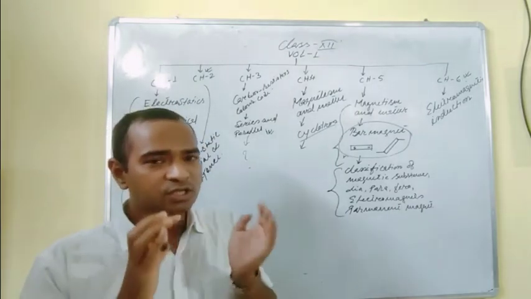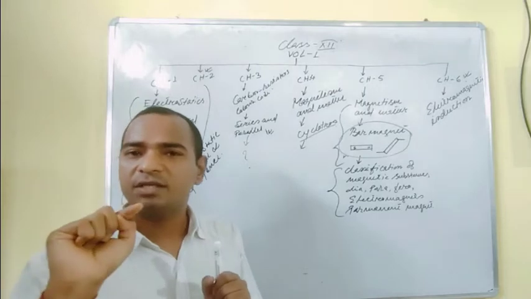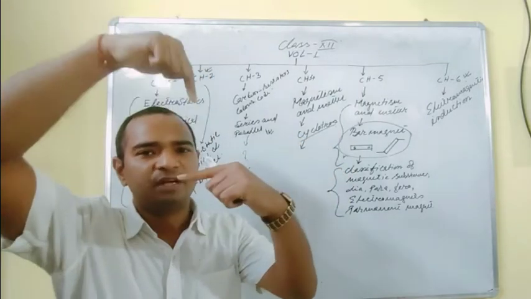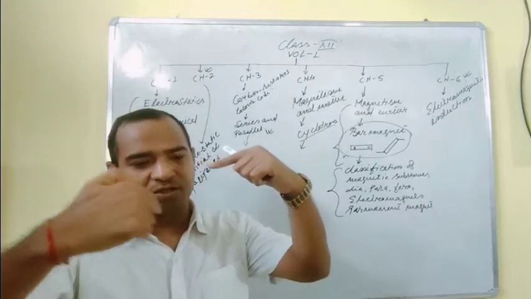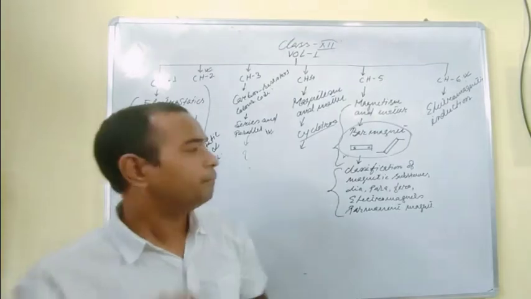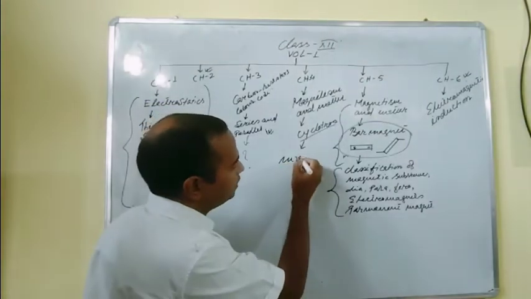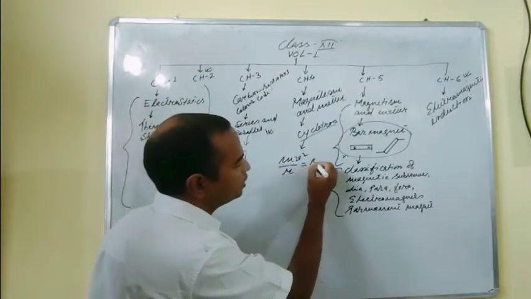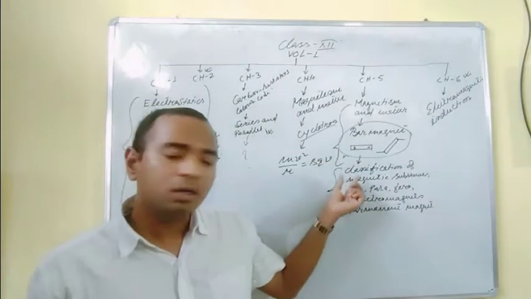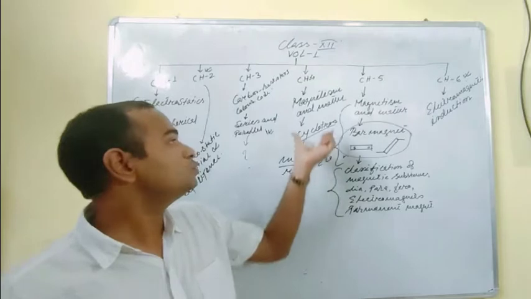Okay, Lorentz force F is equal to BQV sin theta. When a charged particle passes through a magnetic field in a perpendicular direction, it travels in a circular path. This principle is used: mv square by r is equal to BQV sin 90, and sin 90 is 1. So ultimately this principle is used here.